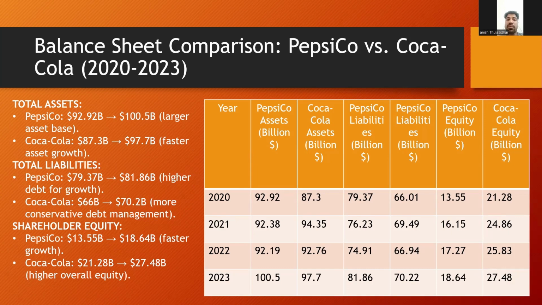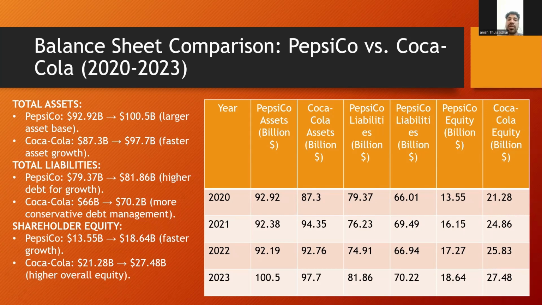Now, total liabilities. PepsiCo's liabilities increased from $79.37 billion in 2020 to $81.86 billion in 2023. Coca-Cola's liabilities grew from $66 billion in 2020 to $70.2 billion in 2023. PepsiCo takes on more debt to expand aggressively, while Coca-Cola follows a more conservative financial strategy.